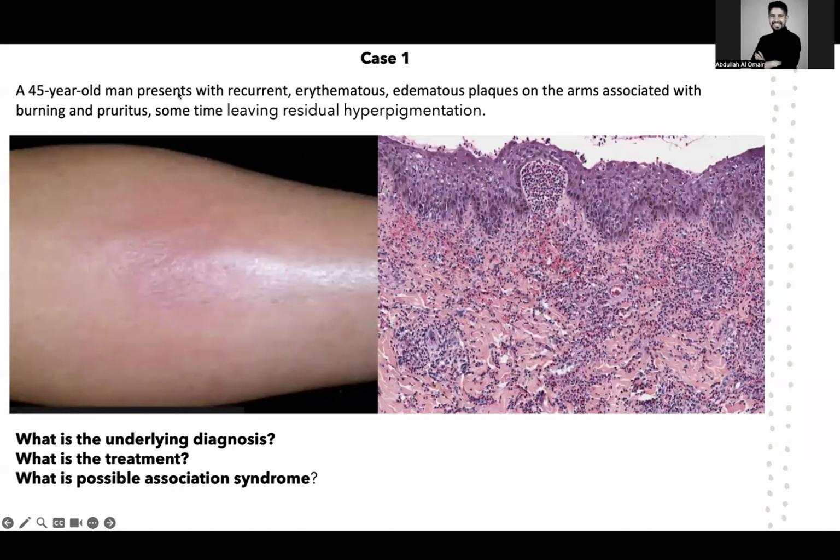This is the first case. This is a 45 years old male with recurrent erythematous edematous plaque in the arm, with some burning sensation, pruritus, and leaving residual hyperpigmentation. Anyone can answer this question?